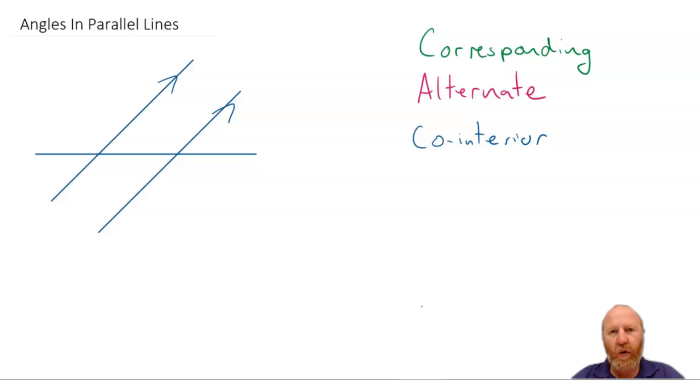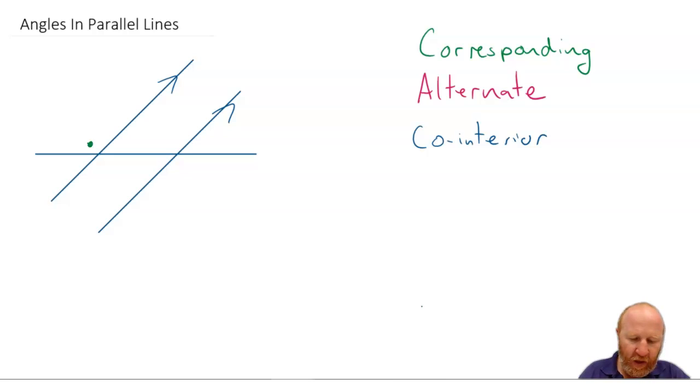This is a brief video about angles in parallel lines. It's important to be able to name angles in parallel lines so that you can identify the type of angle you're dealing with. I'm going to talk about three different types of angles we can see, and those angles are corresponding, which look like this.